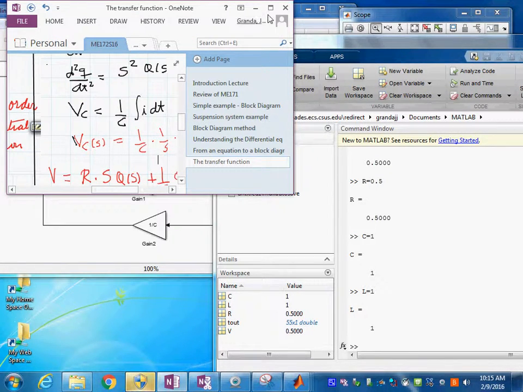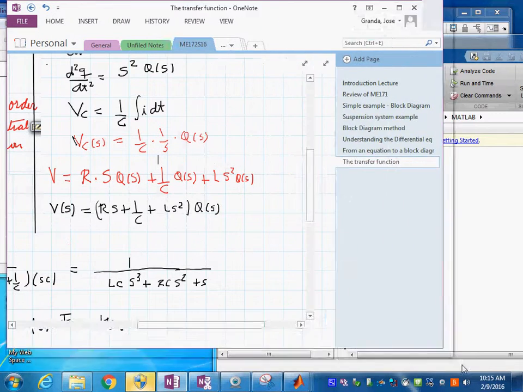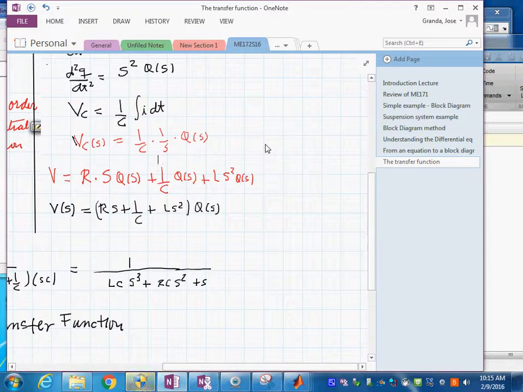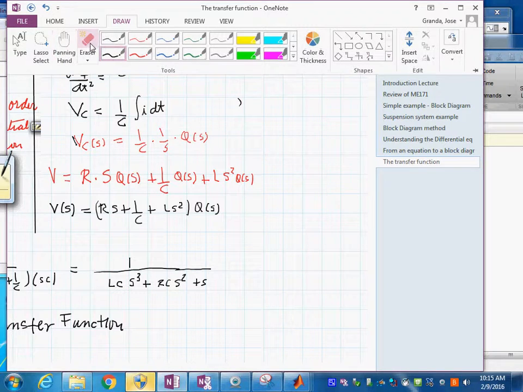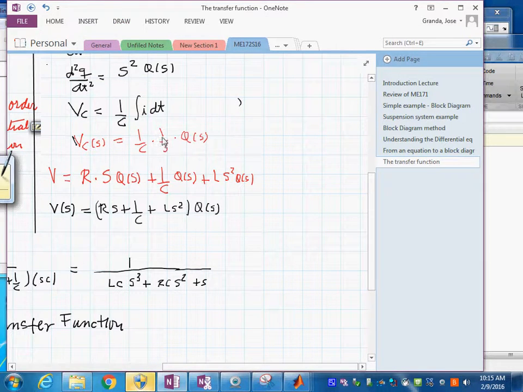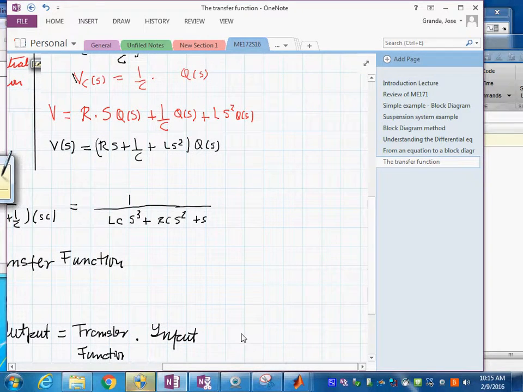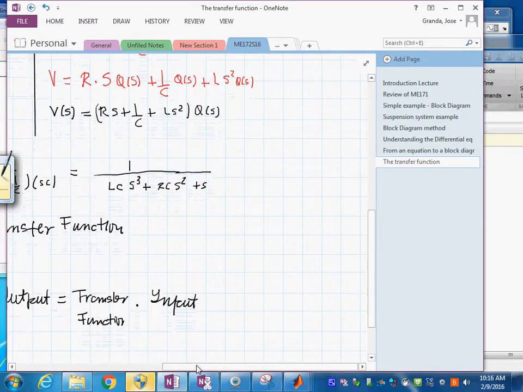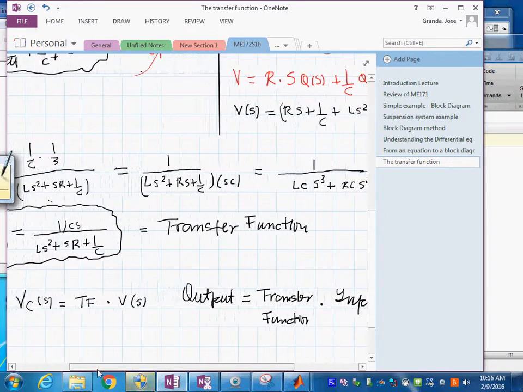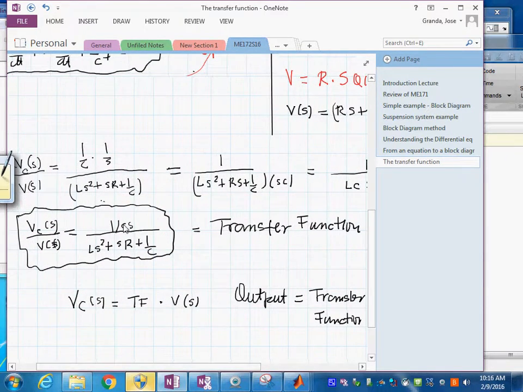So here's what I would do. I'm going to define the numerator of this transfer function as 1 over C, which was 1 over 1, right? C was 1. And then the denominator of this transfer function is going to be, what is L? 1, right? And then what was R? 0.5. And then 1 over C is of course 1. And then we'll do this real quick.